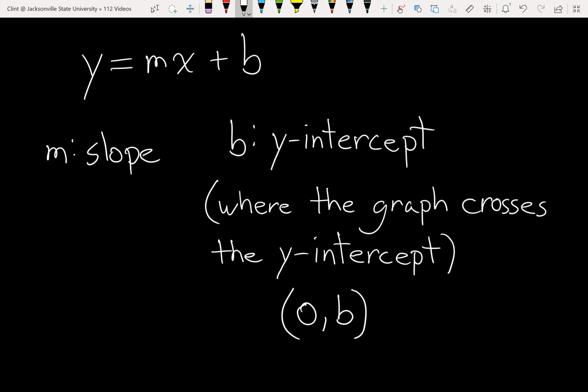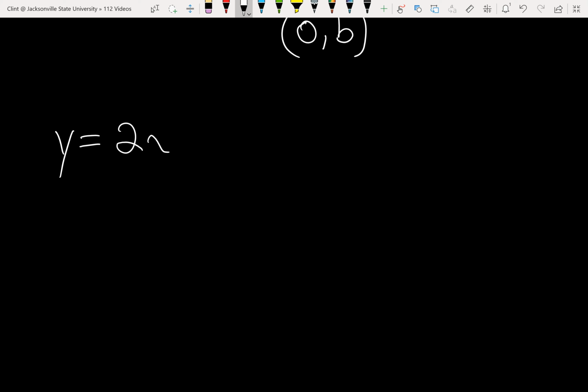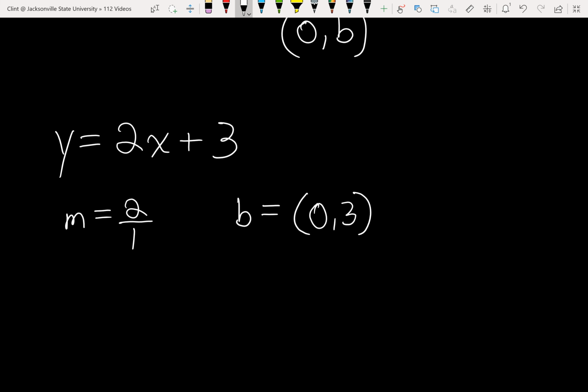So let's look at one here. So here we've got the equation of a line, y equals 2x plus 3. Okay, so from looking at this, I know that my slope is 2, or 2 over 1. Sometimes it helps to write it as a fraction. And then my y-intercept is the point (0, 3). Okay, so this is enough for us to graph this line.